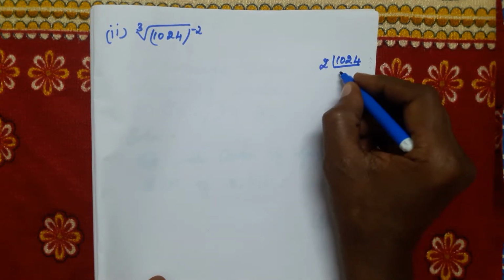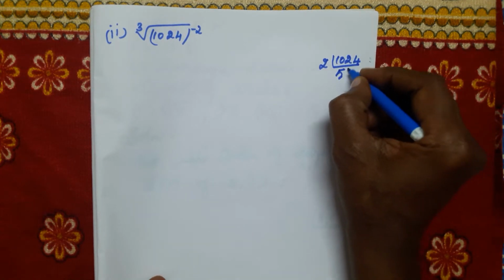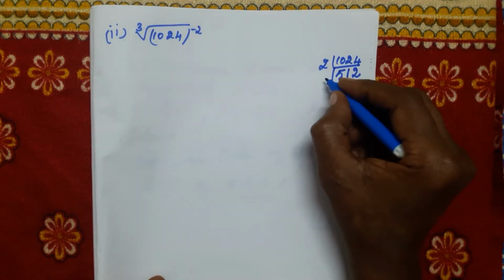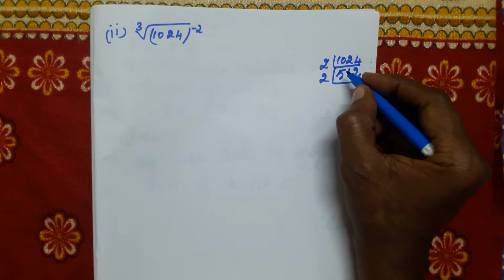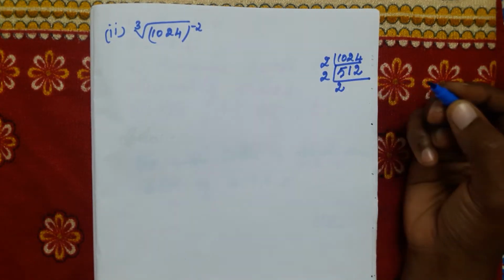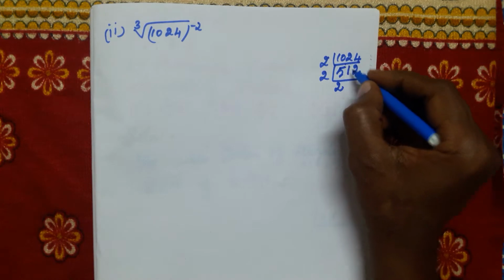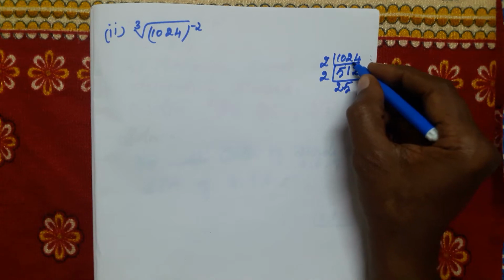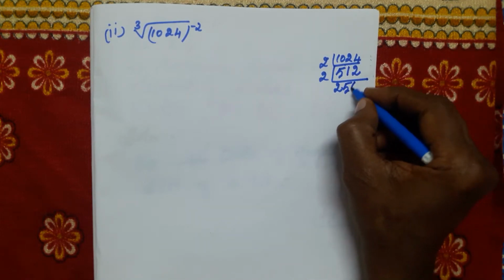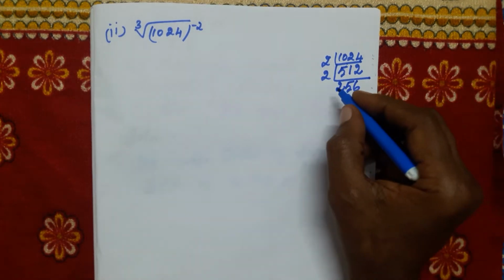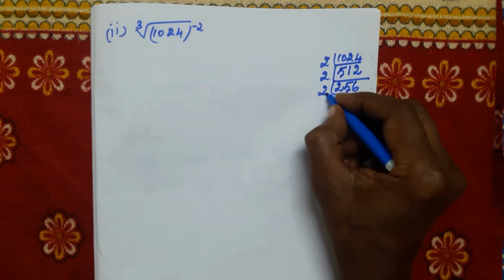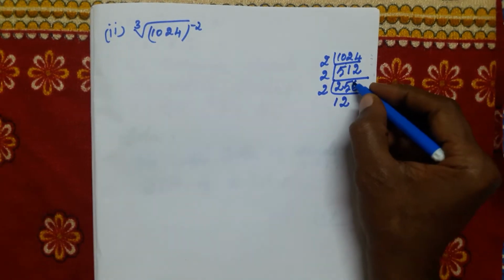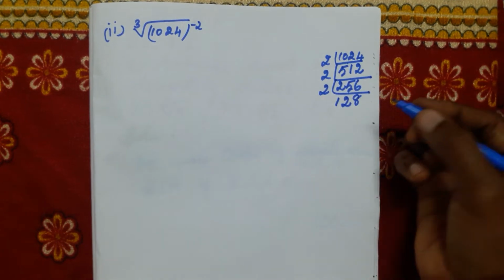2 table. So 5 2s are 10. Next, 1 2 is 2. 2 2s are 4. Again we can factorize with 2 table. 2 2s are 4, 1 balance, 11 we get. 5 2s are 10, again 1 balance, 12 we get. 6 2s are 12. Again we can factorize with 2 table. 1 2 is 2. Again 2 2s are 4, 1 balance, 8 2s are 16.